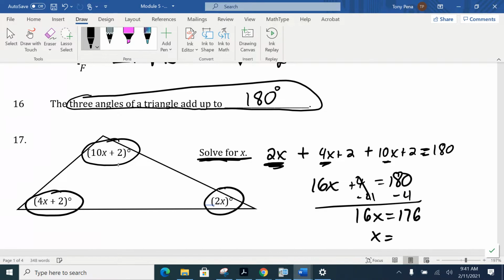Divide. And then x should be 11. Now, tomorrow, again, be very, very careful. Know what I am asking for. Here I am asking for x.